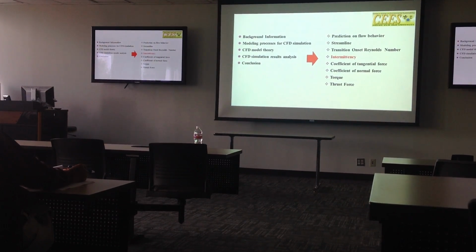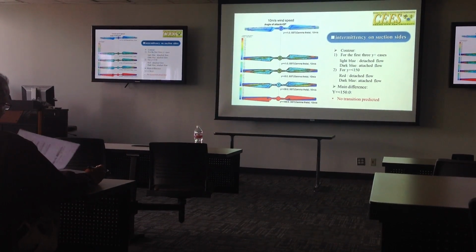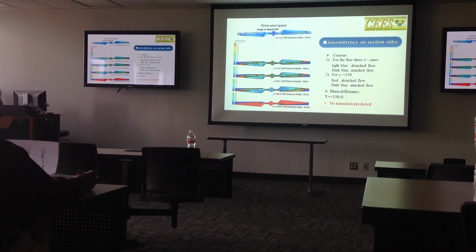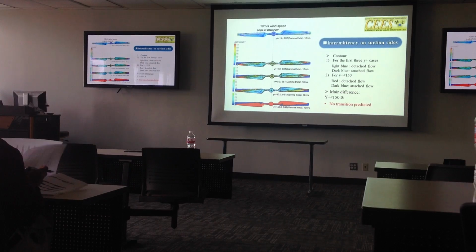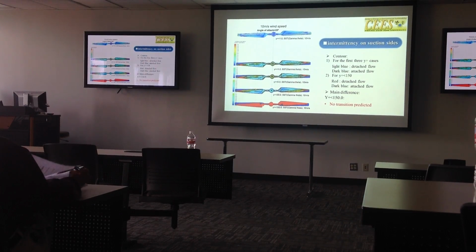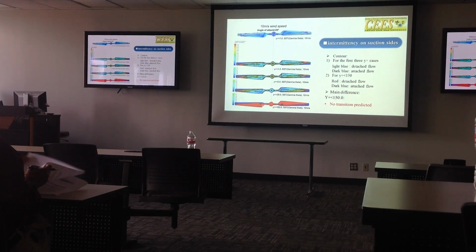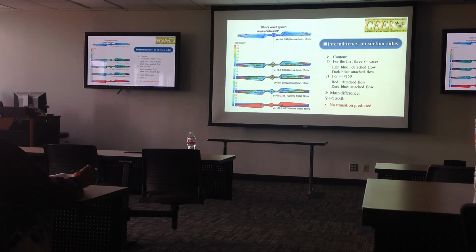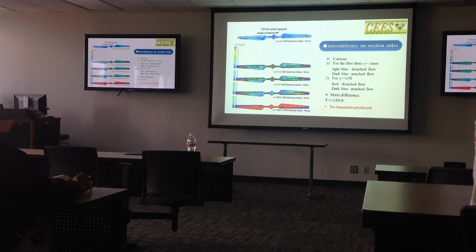Then we come to the intermittency, another important parameter. In this parameter, the first case is also the 10 meter per second case. The light blue contour is the detached flow, and this dark blue contour is the attached flow. And for this last case, the red contour is the detached flow and this is the attached flow. So we compare. We found in the last case also no transition predicted. It only has these two contours, attached and detached.